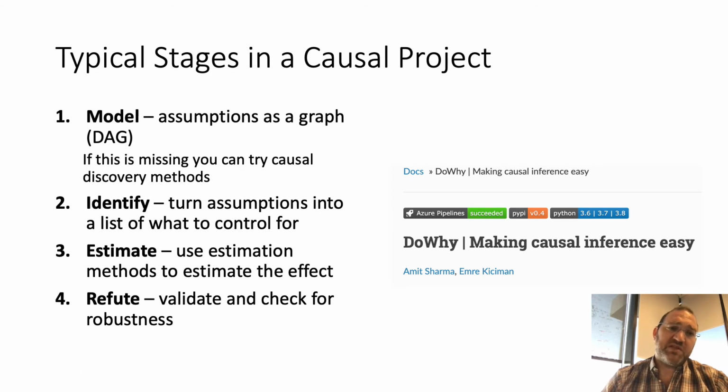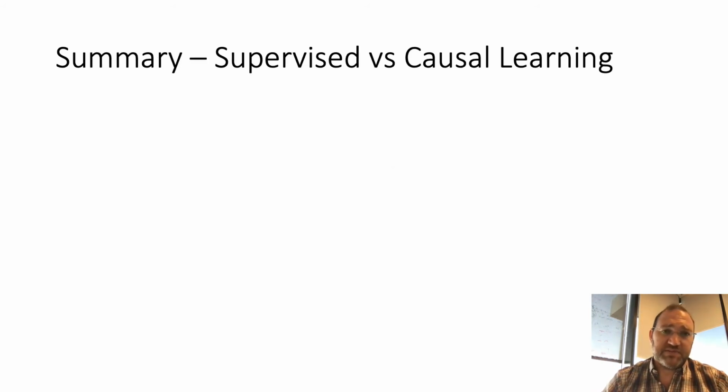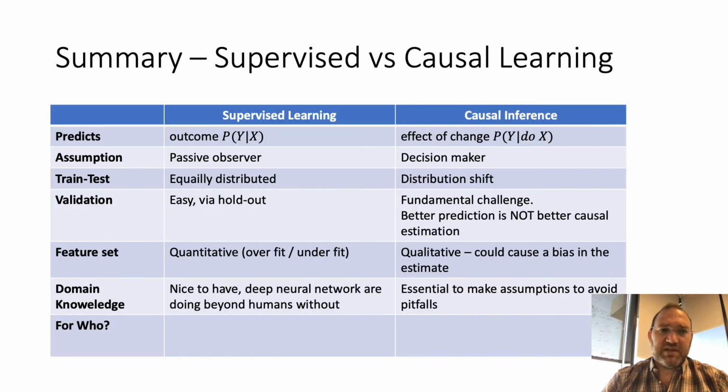Something that I have not mentioned is positivity. Again, we need to take care and look at whether we can make our estimation on the entire population or only a subset of the population. Summary. Let's talk about supervised learning versus causal learning. In supervised learning, we predict just the outcome given some covariates. In causal inference, we don't care about the outcome itself, but more about the effect of changing some action and what will be the change in the outcome. So we care more about the deltas and not the absolute value.